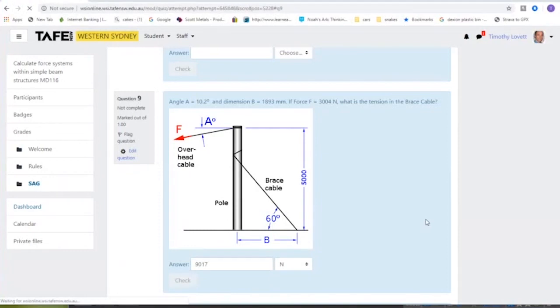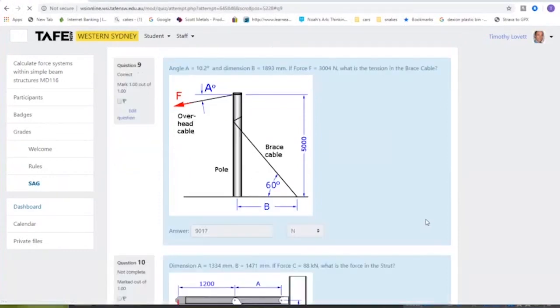Check it. And we get a green tick, which is good.